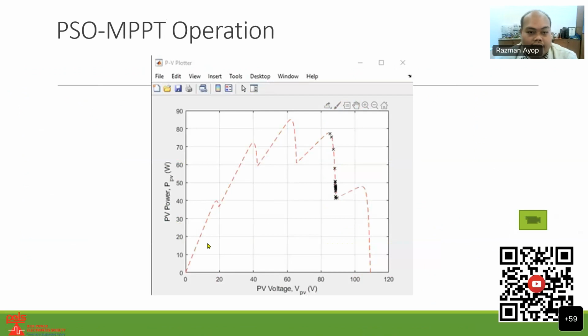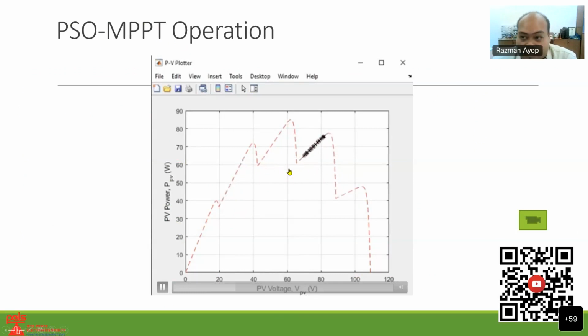Okay, so I have here a PSO MPPT algorithm. This is the animation. You can see here the PSO MPPT tries to find the optimum peak. Basically it will try randomly first. You can see it will move around, trying to find the best solution or best operating point to get the maximum power. And after a certain point, you can see here, it will obtain the global maximum.